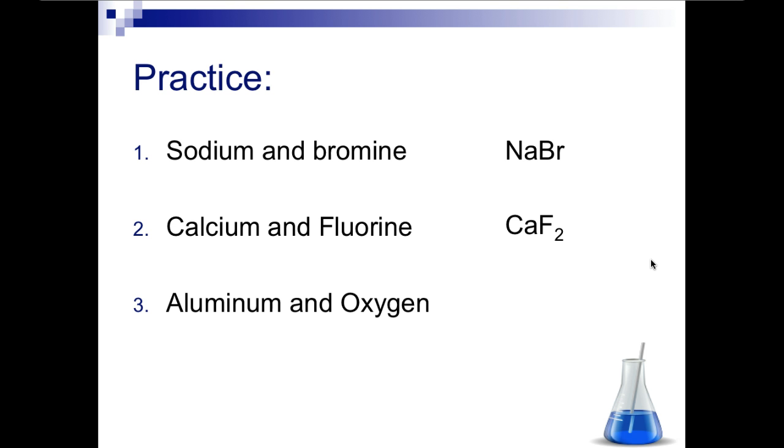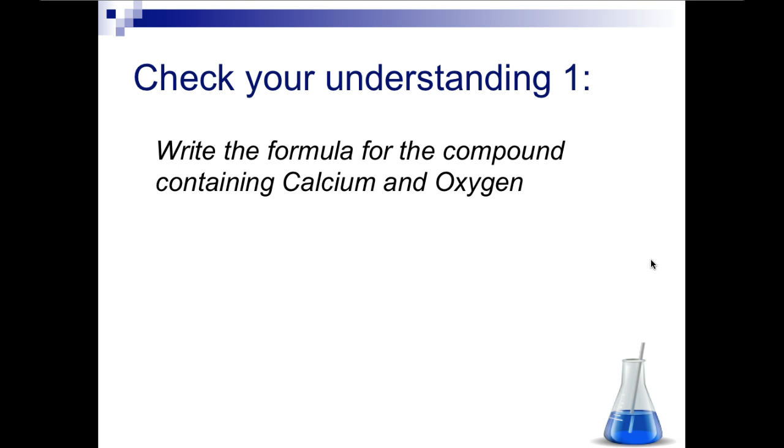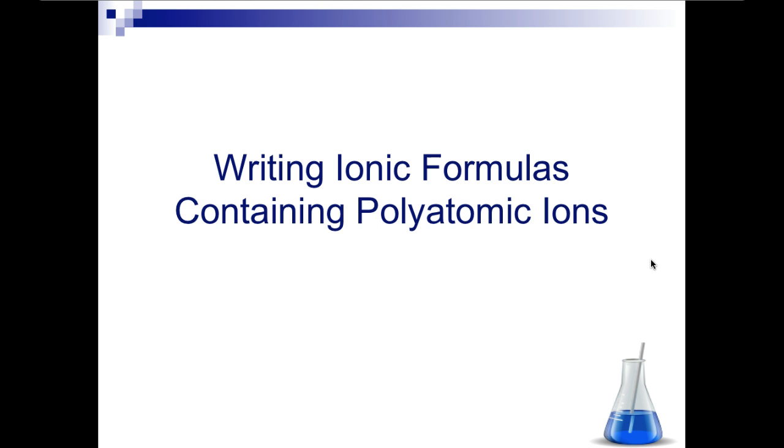Aluminum and oxygen is going to be Al2O3. Aluminum is plus 3, oxygen's minus 2. Crisscross, drop your positive and negatives, and that's it. So let's check your understanding. Write the formula for the compound containing calcium and oxygen. We're going to talk about this one tomorrow in class, but I want you to try it.